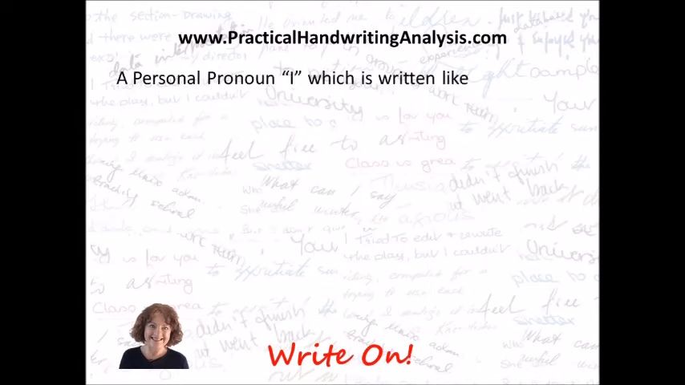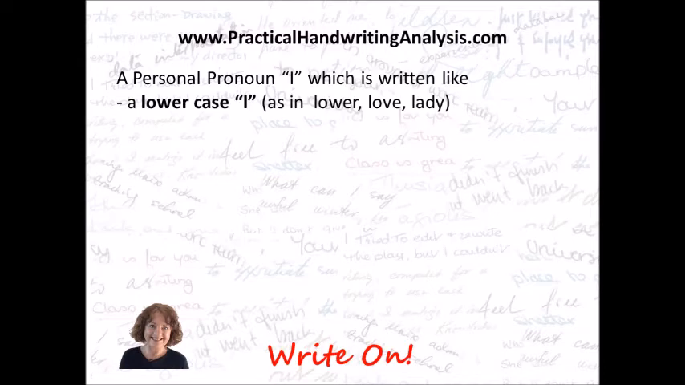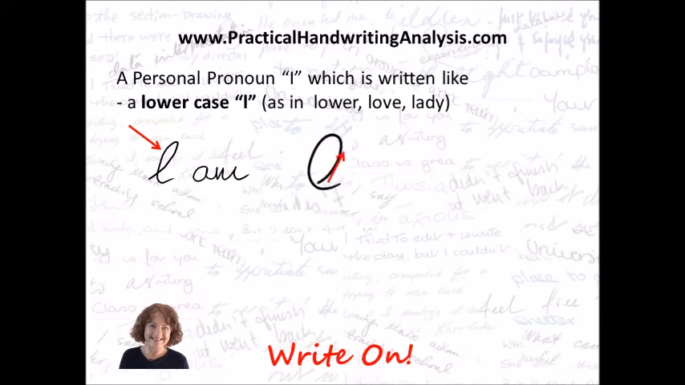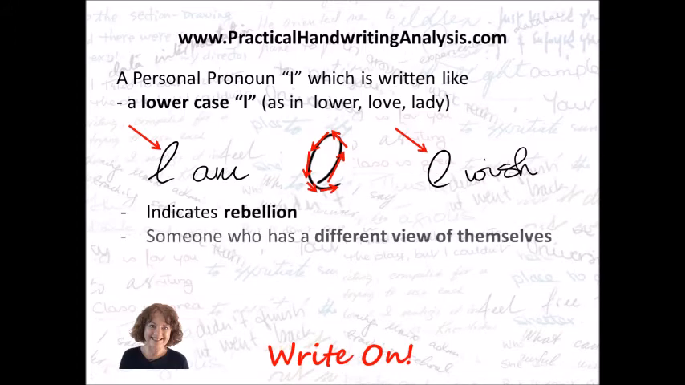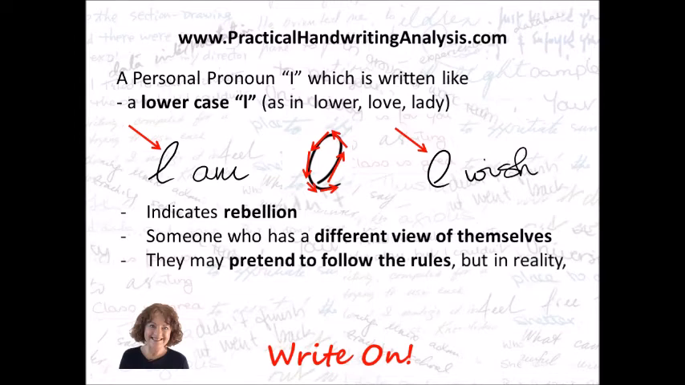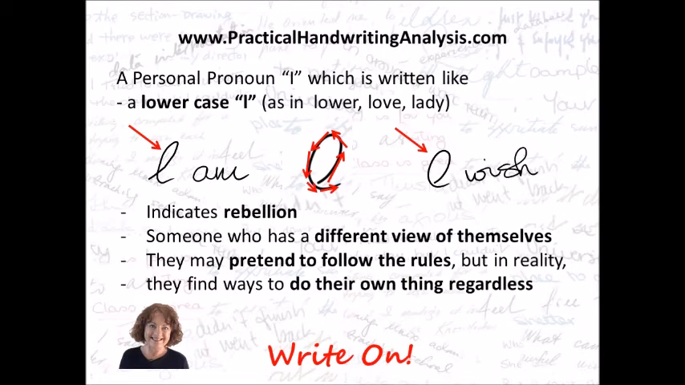A personal pronoun I, which is written like a lowercase l, as in the word lower, love, or lady. And there's one there, it looks like an L. And this one, watch the arrows, they're going to follow around the way it went. So that's drawn like an L, it's back to front for an I. And that's that same one there. When it's drawn like a lowercase l, it indicates rebellion. Someone who has a different view of themselves, and they may well pretend to follow the rules, but in reality, they find ways to do their own thing regardless.